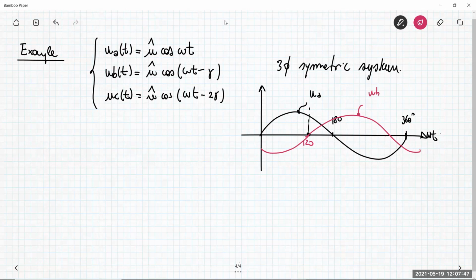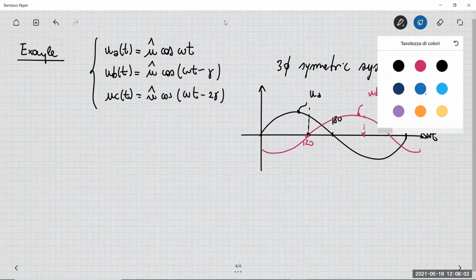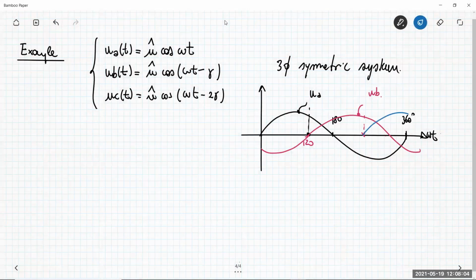You have UB, and then you have UC that starts here. Something like that. Okay, you can find a better plot of a 3-phase system in the slide. Maybe later I can switch to the slide to show a better drawing than mine.